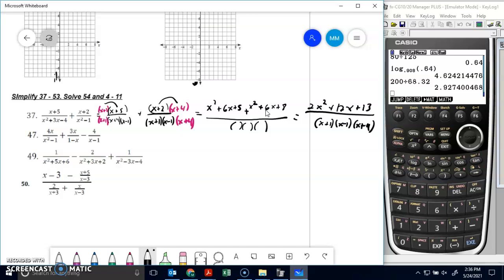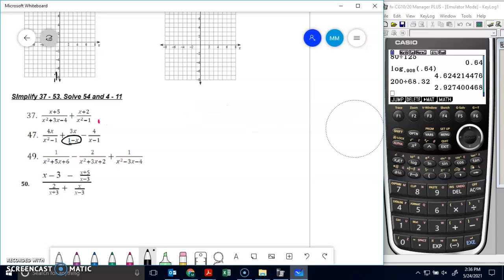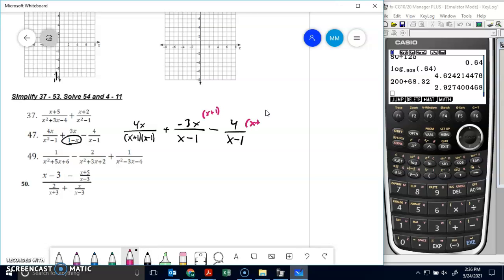Again, we're adding and subtracting here. Now notice this one's backwards, so I'm going to rewrite that. I'm going to write it as 4x over, now this denominator factors into (x plus 1)(x minus 1), plus negative 3x. By taking the negative out, I can turn that around and make it x minus 1. And x minus 1. So x minus 1 is in common with all of them. What we need then are some x plus 1. So this needs an x plus 1, and this needs an x plus 1 on top and on bottom.